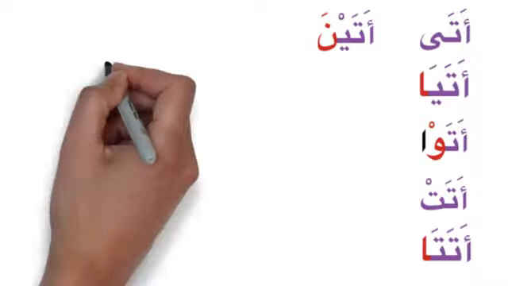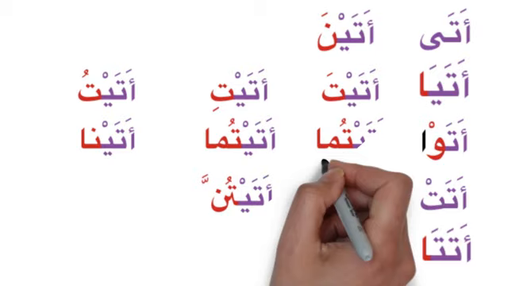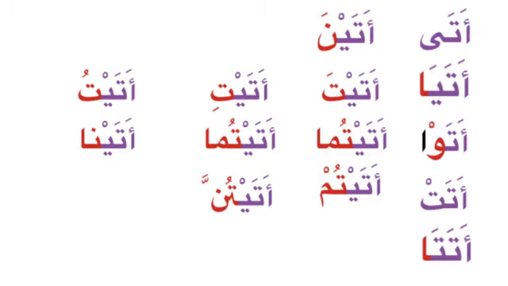So from hunna, we know the ya comes out and it becomes ataina. They all came. Then from hunna, you know it becomes very easy. It becomes ataita. You came, ataituma. You both came. Ataitum, ataiti. You female, you came. Ataituma, ataitunna. Ataitu, I came. Ataina. So this is how it is conjugated.